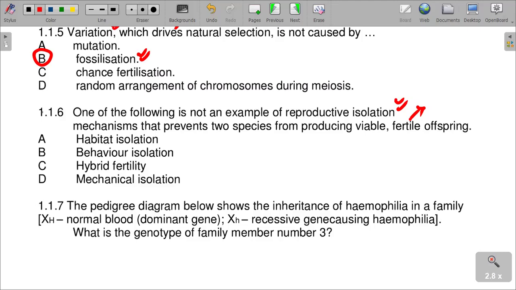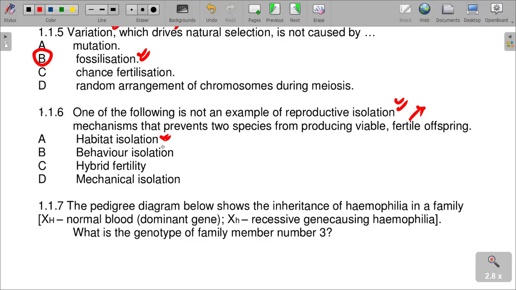Habitat isolation, it can do. With habitat isolation, organisms can be separated because of habitat. So we are saying organisms are not able to reproduce because of being separated. Which one of the following is not an example of a reproductive isolation mechanism that prevents two species from producing viable offspring? Which one is not an example?